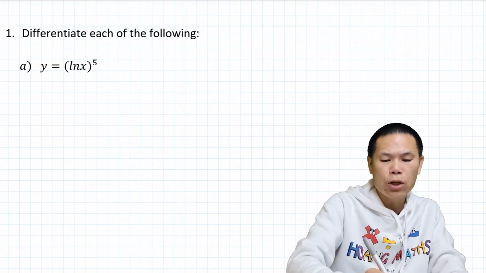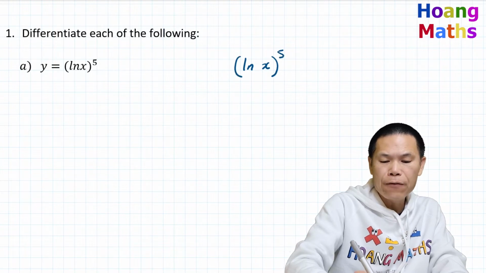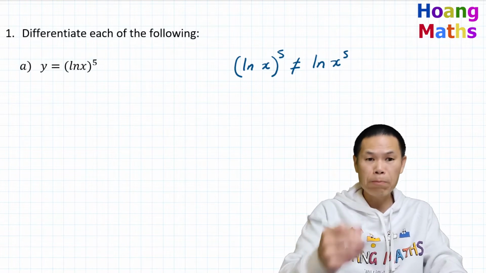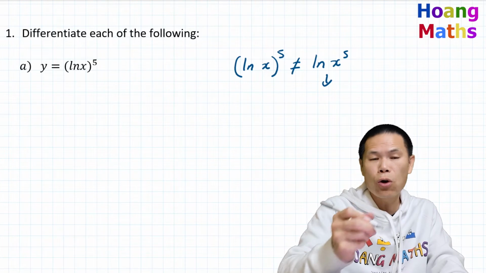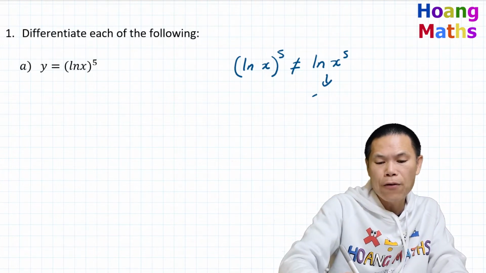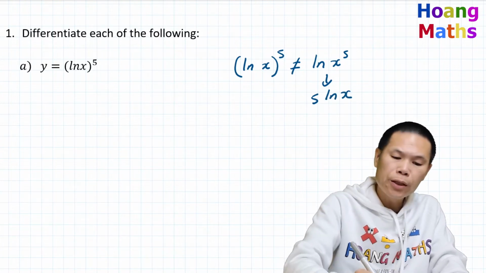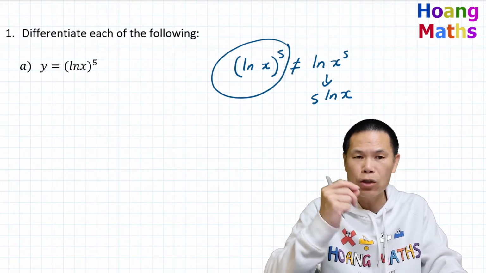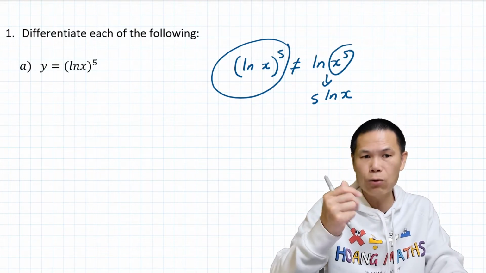Please take note on this. (ln of x) power 5 is different from ln (x power 5). This one here, by using the log law, the 5 we can bring to the front, so this is the same as 5 ln of x. But (ln of x) all power 5 is a function power 5, whereas on the right hand side, this is only x with power 5. So please take note on that.